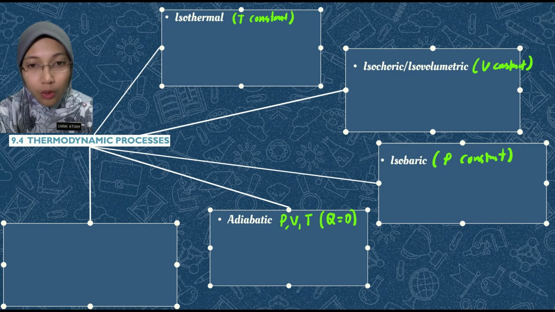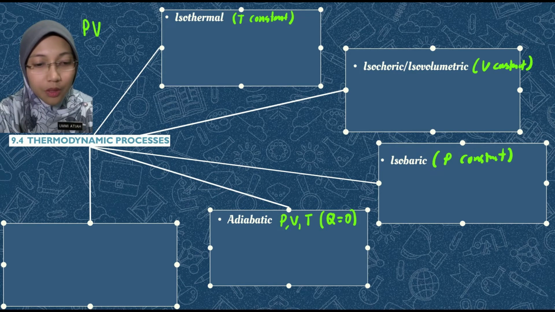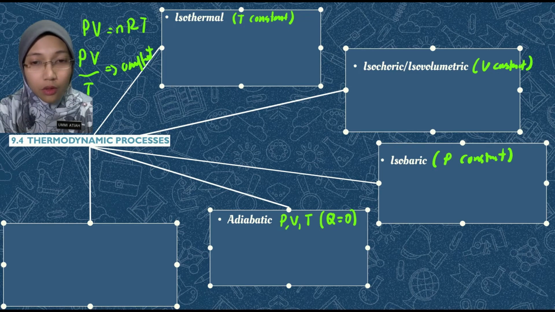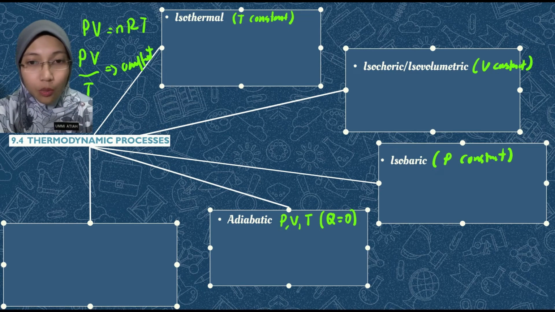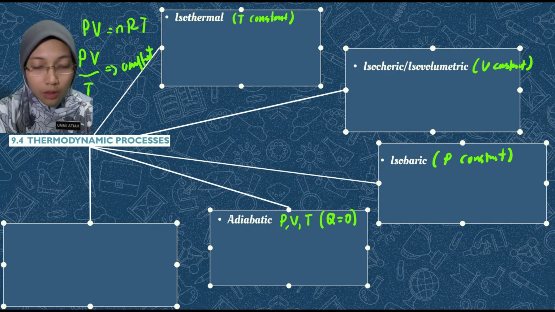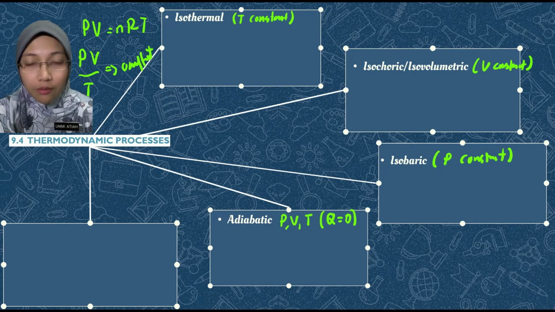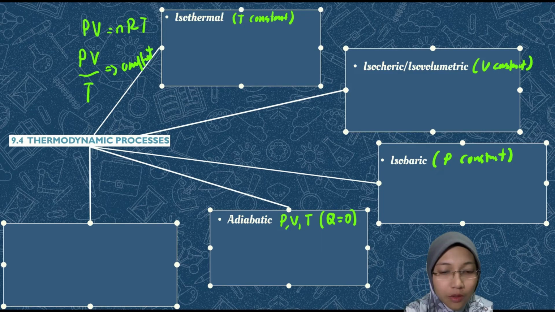We always relate our process with the ideal gas equation. So we have PV equal to nRT. So PV over T is always constant. If you have a few conditions, P1 V1 over T1 will be equal to P2 V2 over T2, and you can always compare a few conditions for your question. Okay, for isothermal, we have constant temperature, meaning that we will have the equation that relates pressure and volume.